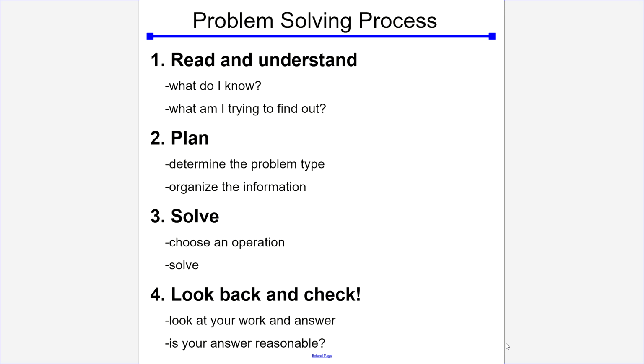After we've read and understood the problem, the second step is to plan. We determine the problem type, although today you know it's put together, and we organize the information. Put together problems are organized using a bar diagram. Step 3 is to solve the problem. We choose an operation. Do we add or subtract? And then we solve. Finally, our fourth and final step is to look back and check. You look at your work and your answer and you ask yourself, is your answer reasonable?